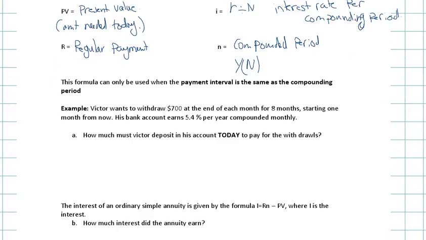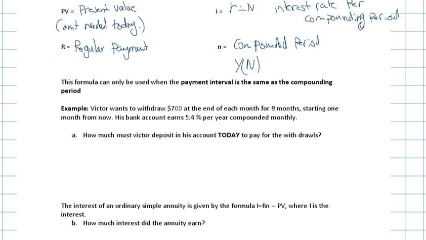So he wants to take out $700 every month. But if he deposits money right now in the bank, the bank is going to give him 5.4% compounded monthly. How much should he deposit today in order to be able to withdraw that $700? So $700 each month for 8 months. Okay, so now we should multiply by 8. Should multiply what by 8?